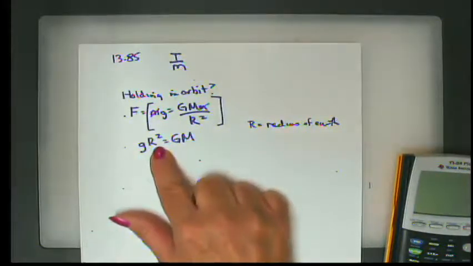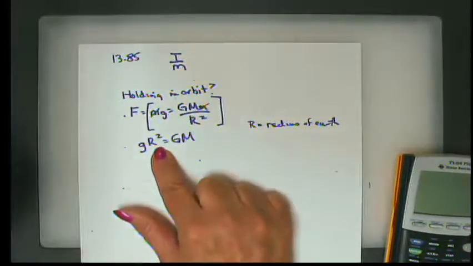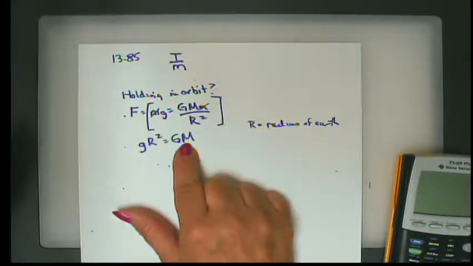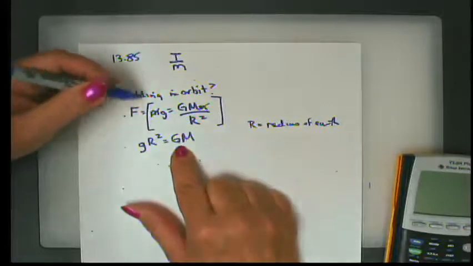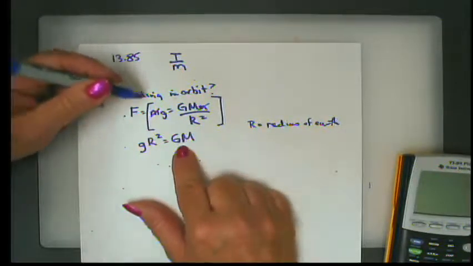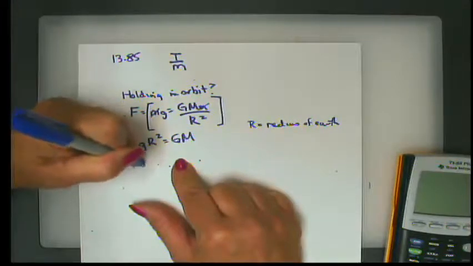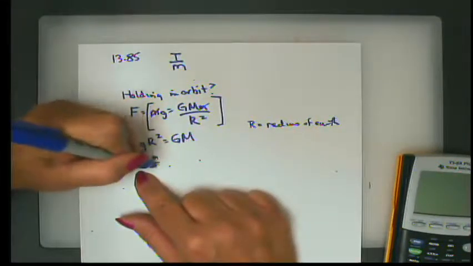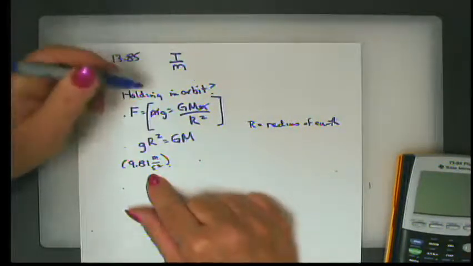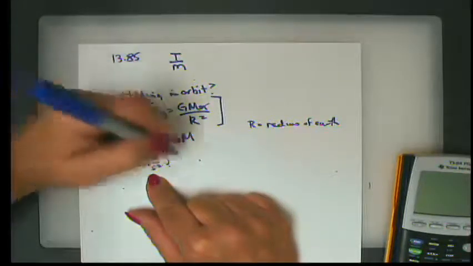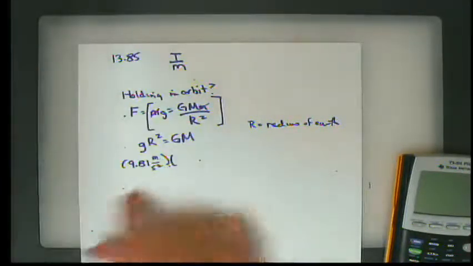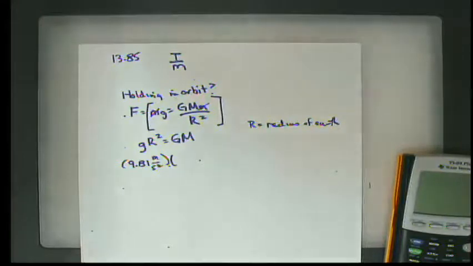So what we can really do is pretty quickly calculate this initial term, which is related to the escape velocity, or related to the properties of the Earth. So, in metric units, we can say 9.81 meters per second squared times the radius of the Earth, which is in meters.